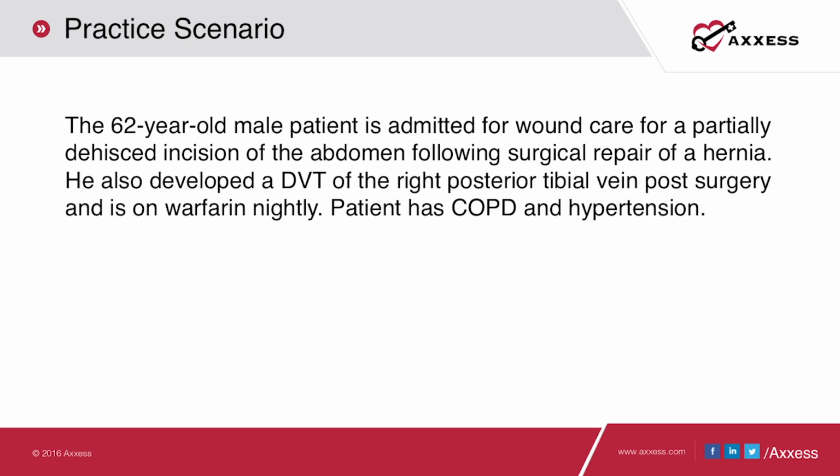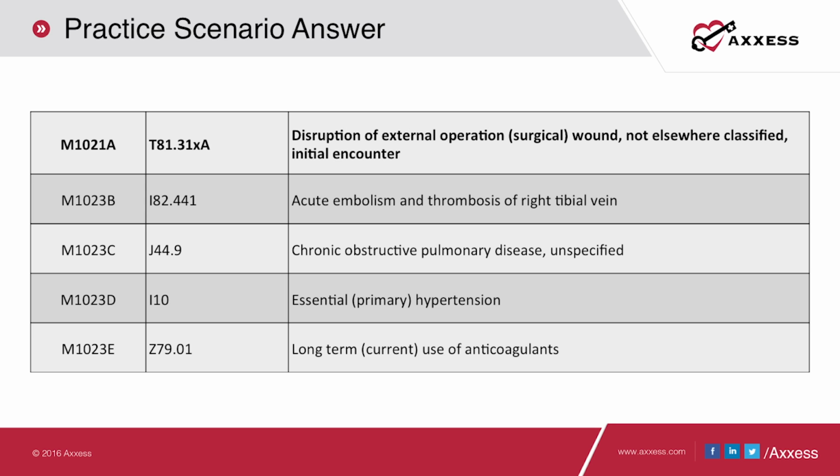In this case, you have a 62-year-old male patient admitted for wound care for a partially dehisced incision of the abdomen following surgical repair of a hernia. He has developed a DVT of the right posterior tibial vein post-surgery and is on warfarin nightly. The patient has COPD and hypertension.